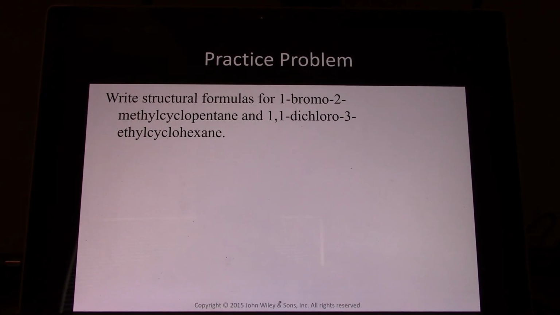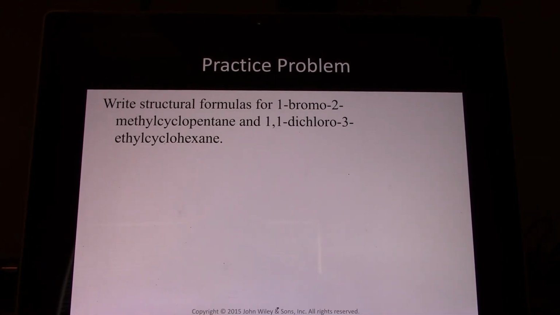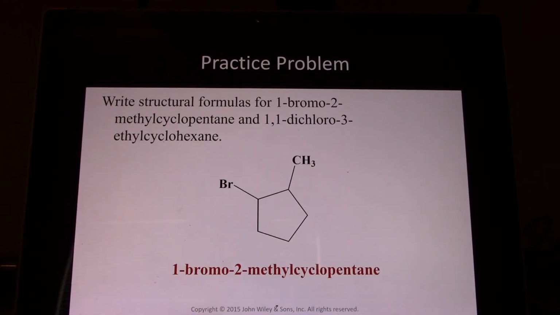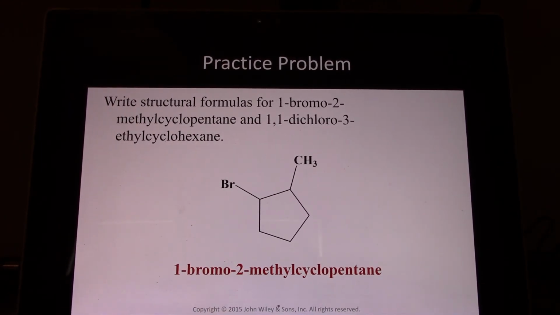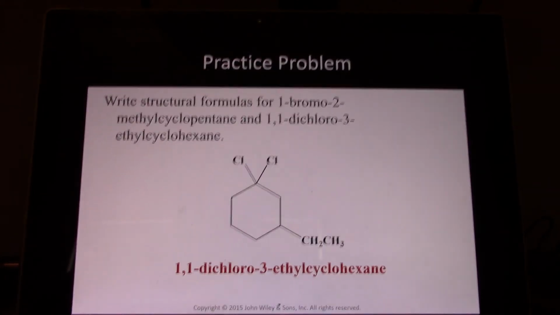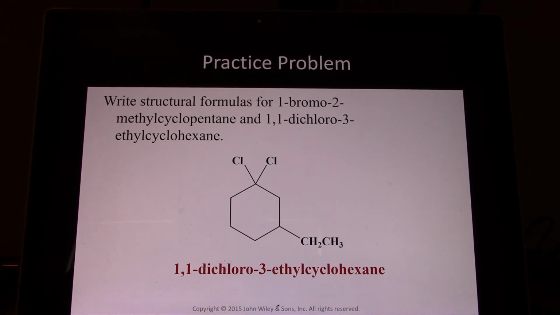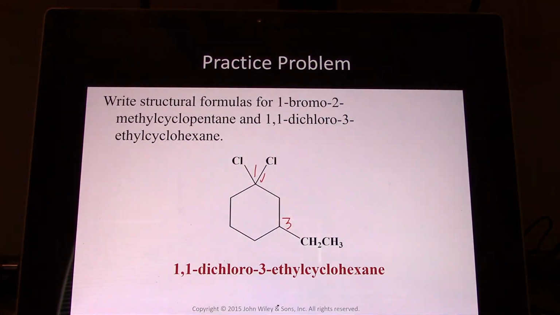So write structural formulas for 1-bromo-2-methylcyclopentane, and 1,1-dichloro-3-ethylcyclohexane. Well, 1-bromo, 2-methyl. 1, 2. And 1,1-dichloro-3-ethylcyclohexane. We have chlorine both at the 1 position, and then at the 3 position, you have an ethyl group. 1,1-dichloro-3-ethylcyclohexane. And that is the end of this chapter.